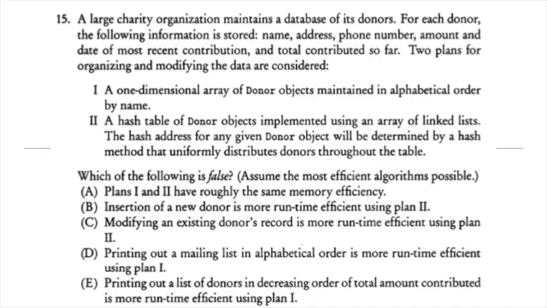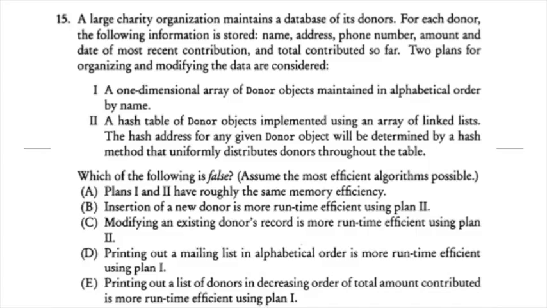Because it requires that the donor objects be maintained in alphabetical order by name, which means it might need a binary search to find the position for this new donor. So in the worst case, it might take big O of log n time for the insertion. But if the hash method is used in plan 2, it might only run in constant time. So choice B is true.